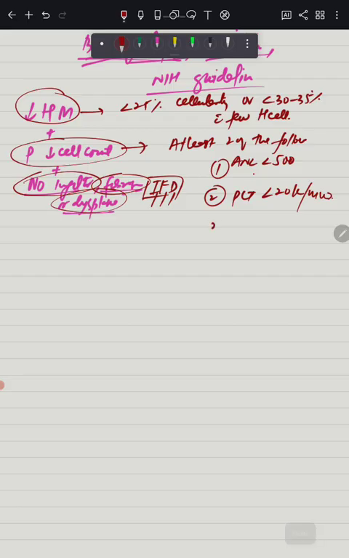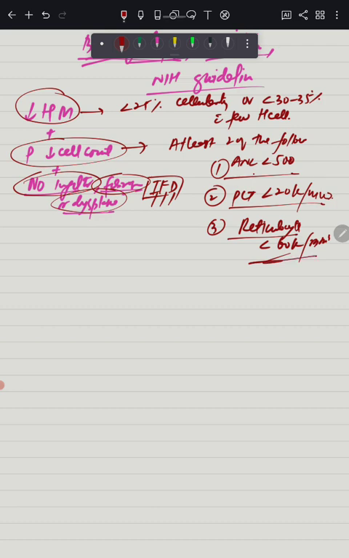Third is reticulocytes of less than 60,000 per millimeter cube. So ANC of less than 500, platelet of less than 20,000 per millimeter cube, and reticulocytes of less than 60,000. So by this, no infiltration, no fibrosis, no dysplasia, we rule out MDS, leukemia and metastasis.